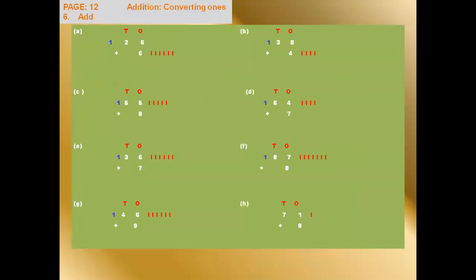Question number 6. Add. Look, how many parts? A, B, C, D, E, F, G, H. So we start from part number A. Look here. First of all, this O mean ones, T mean tens. So I told you before, first we add ones and then we will add tens.